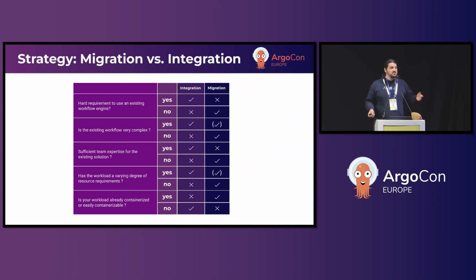Do you have sufficient team expertise for the existing solution? If you have 10 engineers working on it, I think there's no real reason to migrate it. But if there's only one PhD student that will be gone in 3 months, then there is quite an emphasis to migrate it right away, because when he will be gone, I think the whole pipeline might be gone.